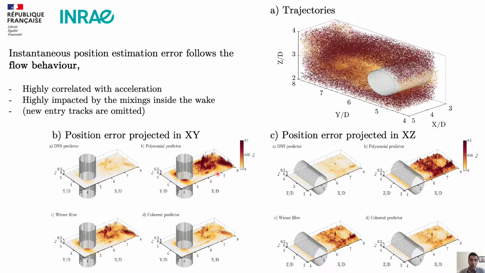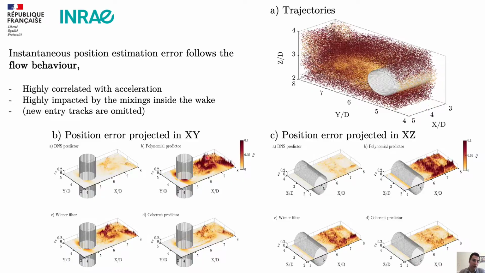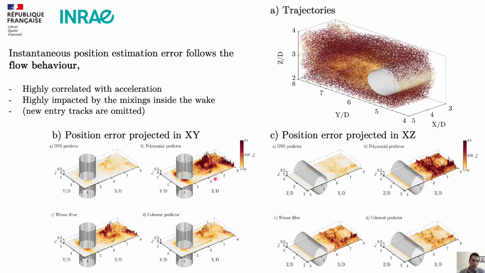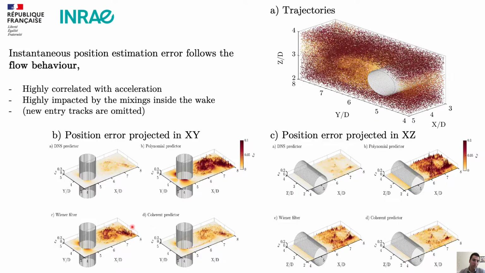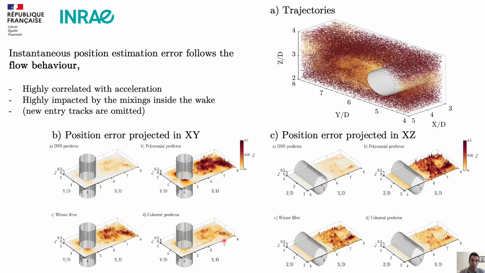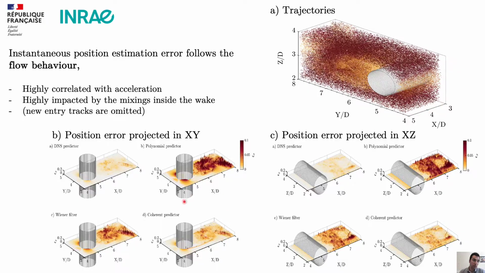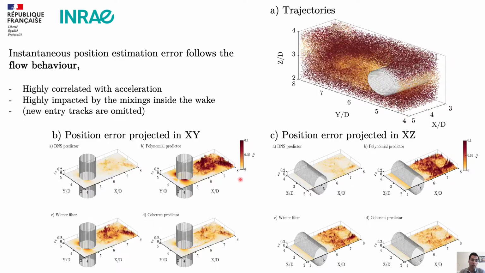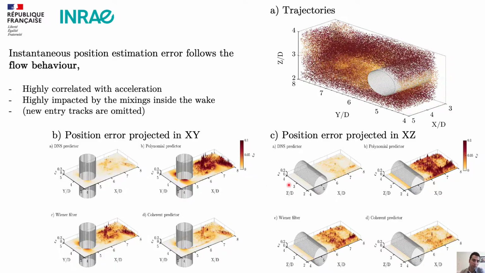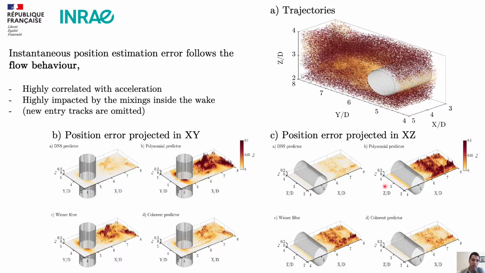On the other hand, for the polynomial predictor, the error is quite clear, and you can see it's shaped by the flow behavior. You have rotation here, and here as well, and it's highly correlated with the acceleration. Wiener filter showed better performance, and the coherent predictor is the most accurate compared to the Wiener and polynomial predictors. We also showed the other components, x and z, and you can see the polynomial still hits the maximum.